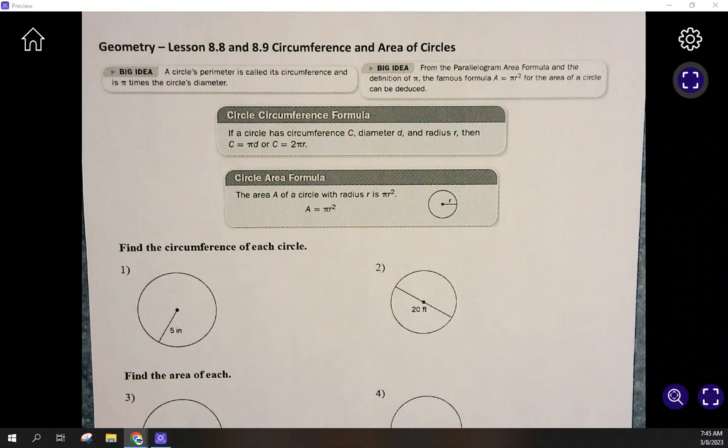This is geometry lesson 8.8 and 8.9. We're going to be looking at circumference and area of circles, which you've done before. So this should feel pretty much like review.